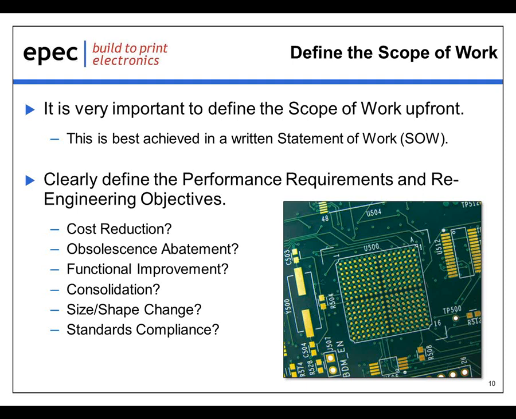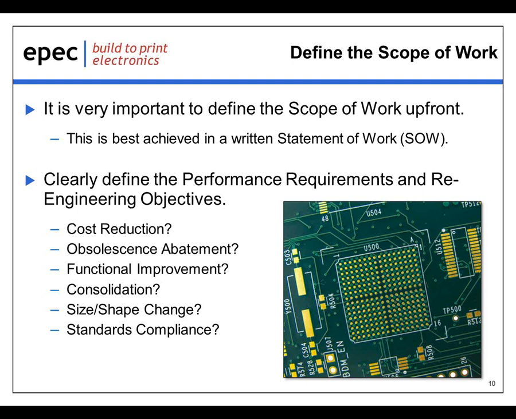So, the scope of work should include performance requirements. It also should include re-engineering objectives, such as cost. If it's a cost reduction, what's the cost reduction objective? If it's obsolescence abatement, we have to look at how long this product is going to be in circulation. We don't want to trade one problem for another problem.